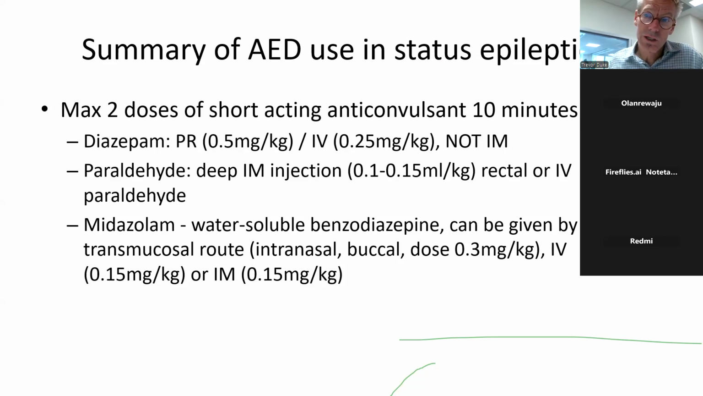Or most of the APLS guidelines suggest midazolam if you have it available, and it's a good anticonvulsant drug, partly because it's water soluble, and it means it can be given transmucosally. So you can give it intranasally, squirt it up the nose, or you can give it under the tongue, or you can give it intravenously or intramuscularly. The doses are written there.